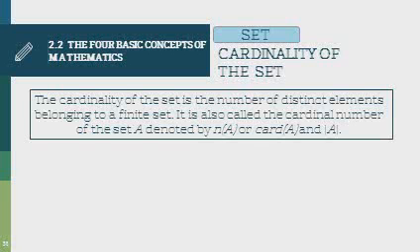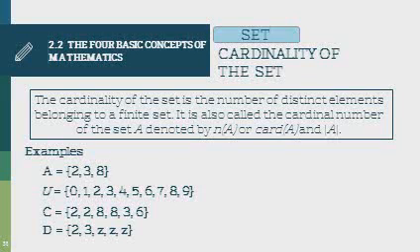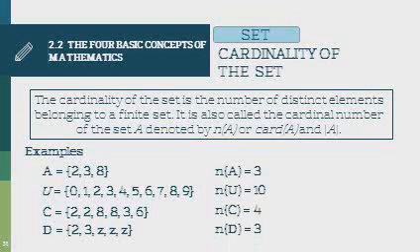How about the cardinality of the set? It is just the number of elements. That is the simplest definition of cardinality. For example, A has three. U has 10. C has 4. D has only 3. Even if 3 was repeated three times in C, it is counted only as 1.